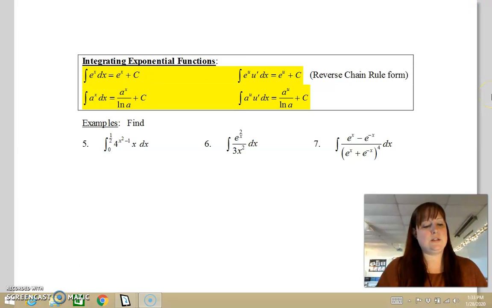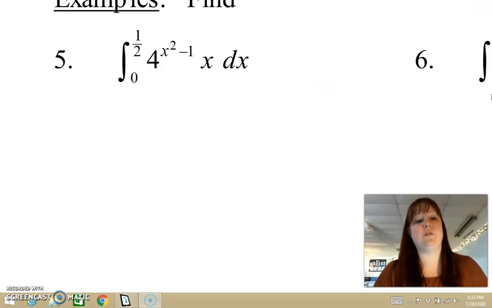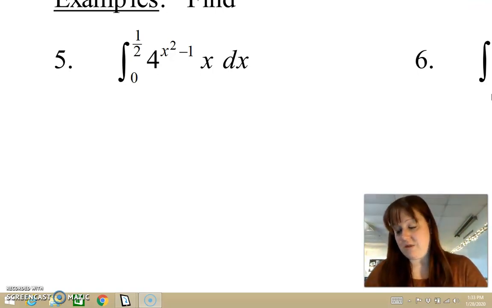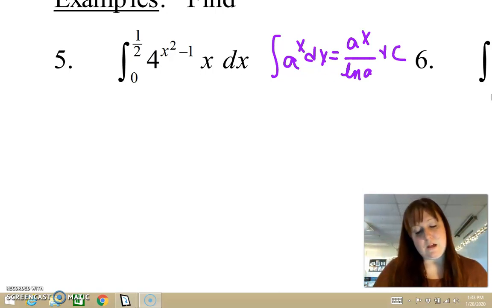Okay, so let's look at our first example. We're going to find this definite integral. The first thing we do is realize that the formula, I guess you could say, for the antiderivative of a to the x dx is a to the x over ln of a plus c. So here we have, oh, and I forgot that there's an inside function. So do we just have 4 to the x? We don't. We have 4 to the x squared minus 1, which is a function, right?